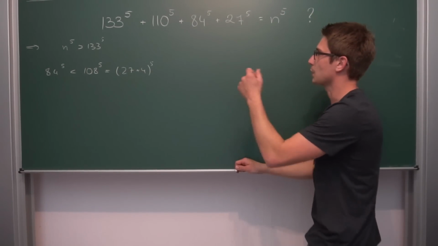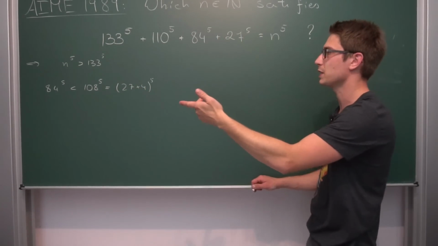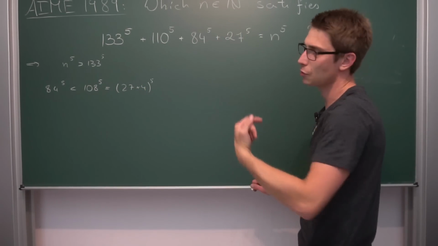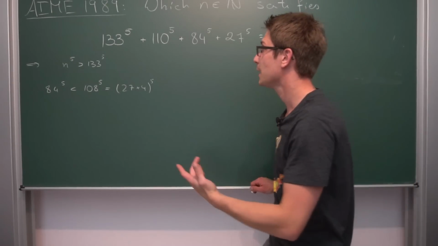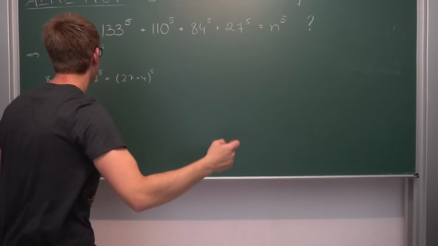Now what about the next ones? 110 is still bigger, so the next multiple of 27 is going to be 135. That's my most favorite number, by the way. And 135 actually bounds 110 and also 133 from above.